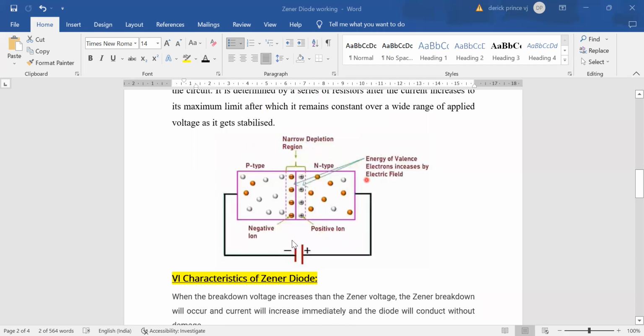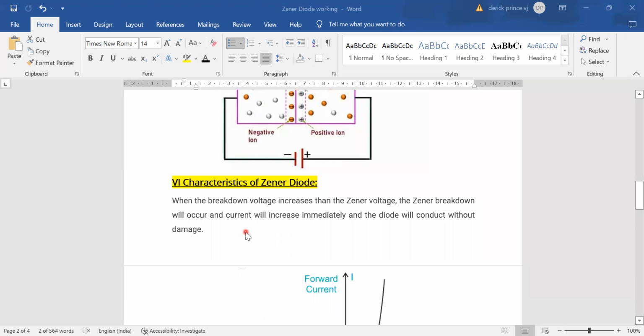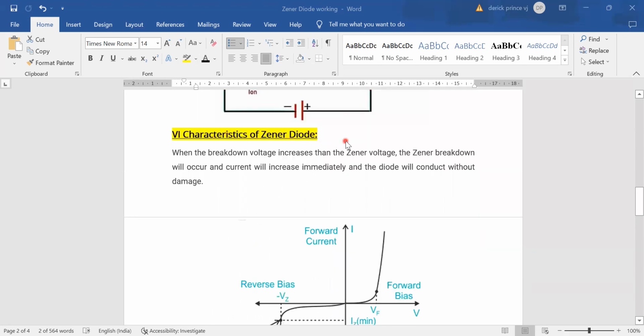So, it's a simple diagram which shows how the reverse bias is working. What is the doping here, and how is it going to work. The very important point is the depletion region is very thin as compared to your PN junction diode. So the depletion region is thin, and after a certain limit, it is going to maintain a constant voltage. A sharp increase of current is also there, right? So this is the VI characteristics of the Zener diode.